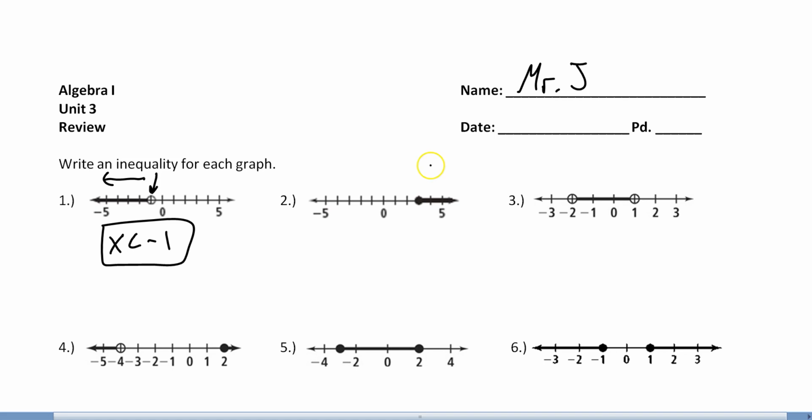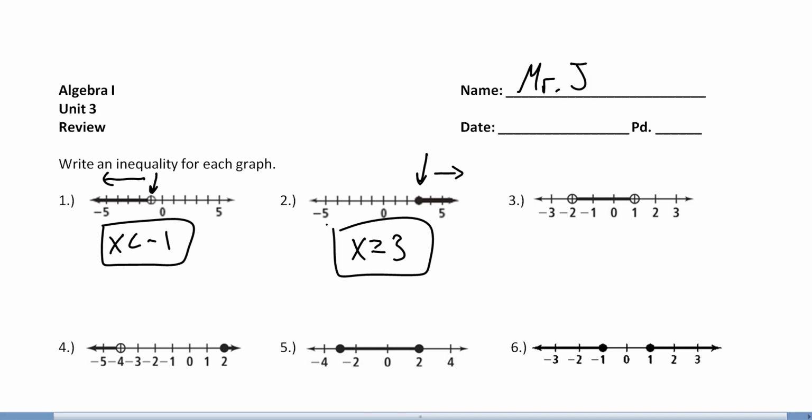The next one, the first thing I notice is that there's an equal to condition because there's a closed dot, and then I'm shading to the right, so it's going to be a greater than. So I'm going to say x is greater than or equal to, again because of the closed dot, that positive 3 it looks like.